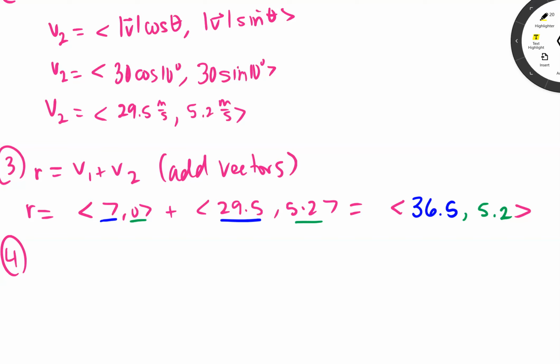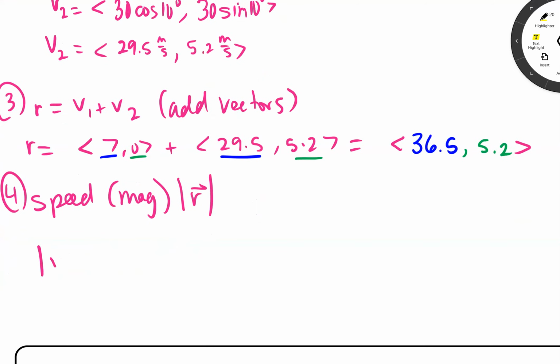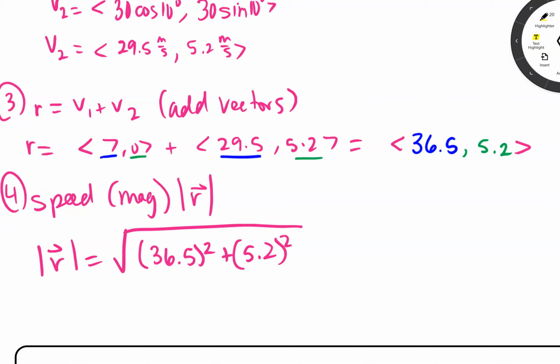Lastly, I need to figure out the speed. Now I have the x and y components of the resultant, so I need to find the magnitude, because the speed is the magnitude, the absolute value. The magnitude is going to be the square root of 36.5 squared plus 5.2 squared. That's roughly going to be 36.9 meters per second. So that is the resultant speed.